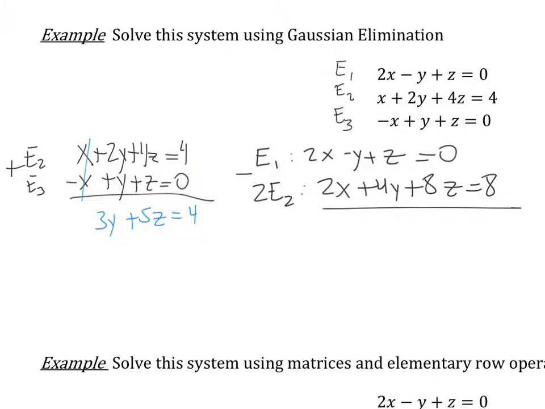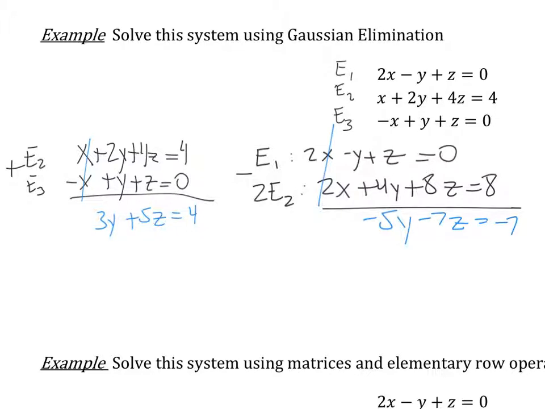And subtracting these, the x's go away. We have negative y minus 4y, that's going to give us negative 5y. We have positive z minus 8z, that's going to be negative 7z. And 0 minus 8 is negative 8. All right, so we've got a couple new equations here.